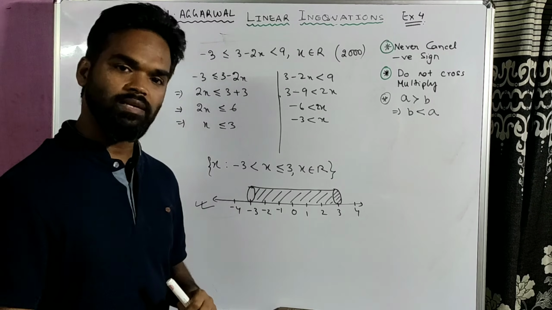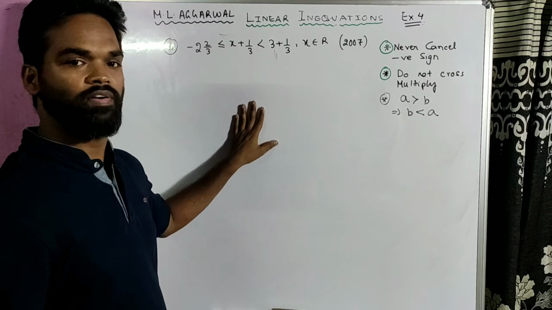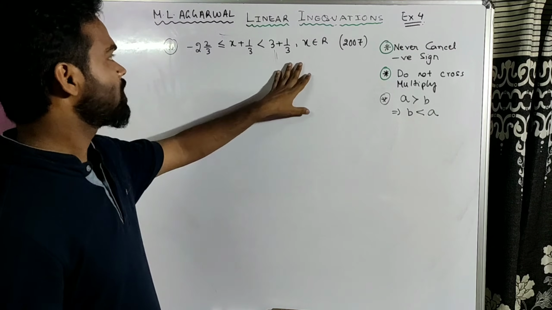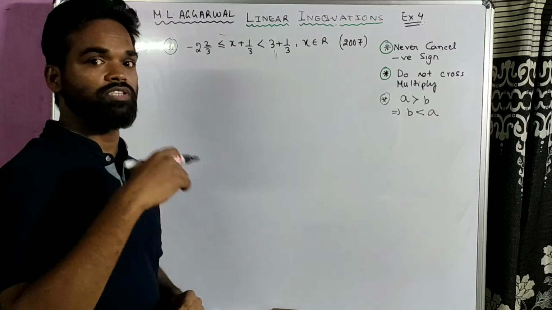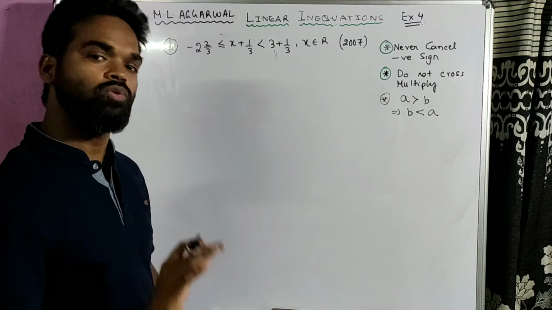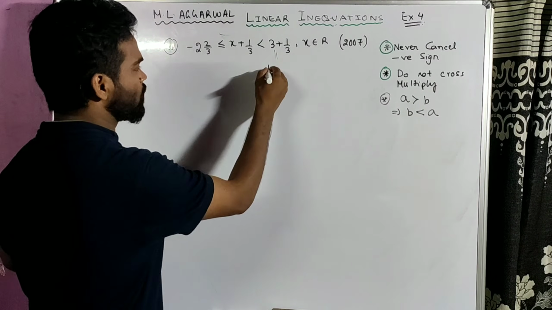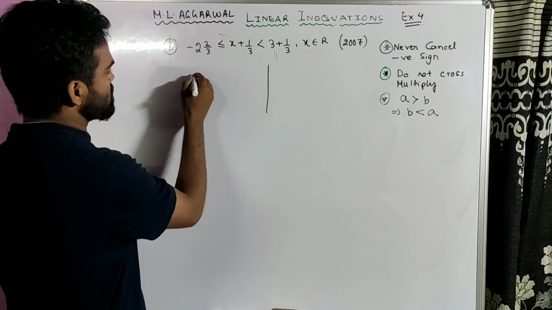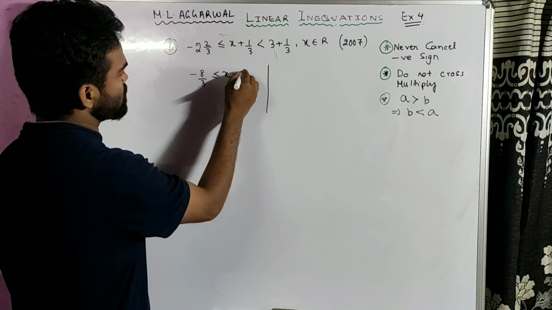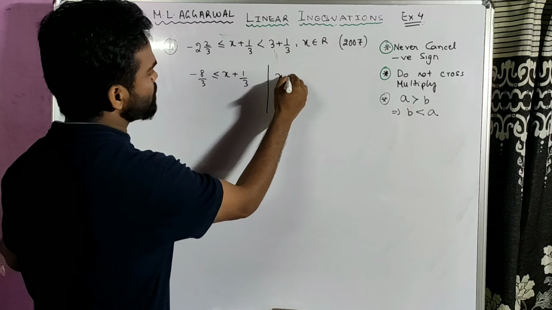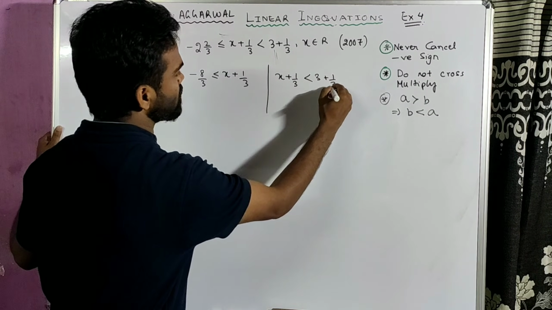Now we look at the next sum. Now look at sum number 26. We need to solve it. We need to find the solution set and we need to graph it on the number line. Of course, the solution set will be in set builder form because x belongs to real numbers. It can't be in roster form. Okay. Now again, two inequations. This is minus 8 by 3 less than or equal to x plus 1 by 3, and x plus 1 by 3 less than or equal to 3 plus 1 by 3.